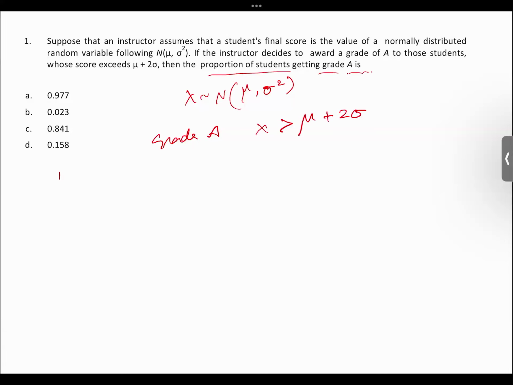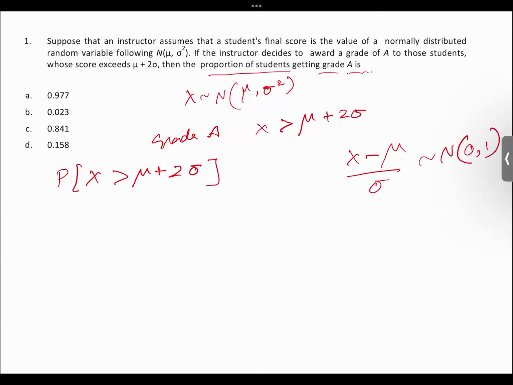So basically you need to calculate the probability of X, students getting a grade higher than mu plus 2 sigma. We know that for a normal distribution, x minus mu by sigma follows a standard normal distribution N(0, 1). So you just have to rearrange this equation. So x is there, mu you bring to the other side of the inequality.